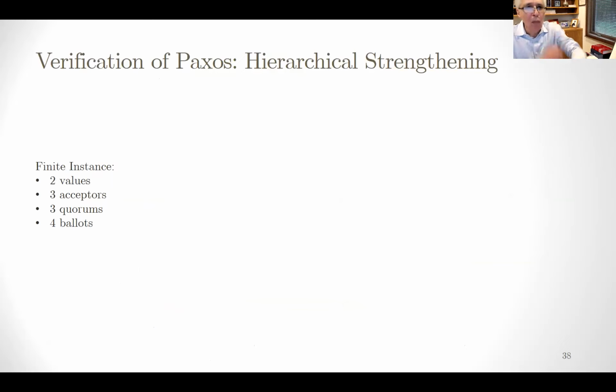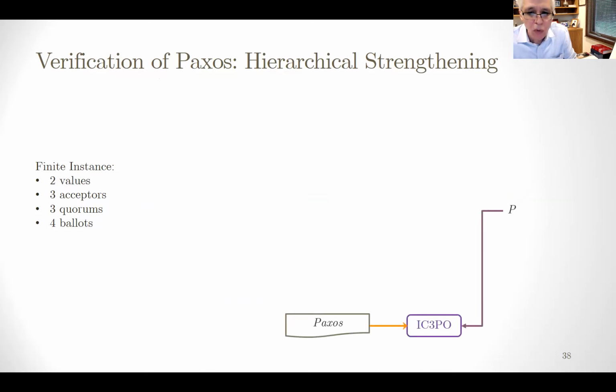And I'm going to end now by showing you how we did Paxos using hierarchical strengthening. So we started with an instance of Paxos that has 2 values, 3 acceptors, 3 quorums, and 4 ballots. And we tried to do this by just taking Paxos in that finite instance and just trying IC3PO on it like that. And it failed. It didn't work. It was too detailed, right? So we said, okay, there is another version of, and it has 147 state bits.